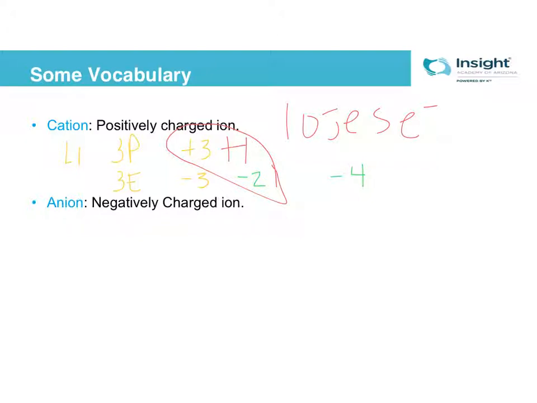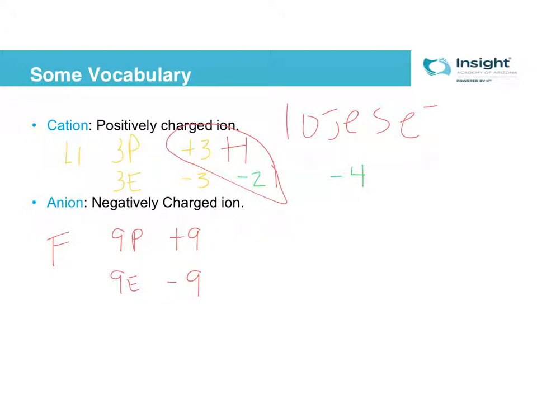Then conversely, let's think about anions. Something I know forms an anion is fluorine. If you look it up, fluorine has an atomic number of 9, which means when it's neutral, we have 9 protons and 9 electrons. But it forms a negative charge. So at neutral, we have +9 and -9.